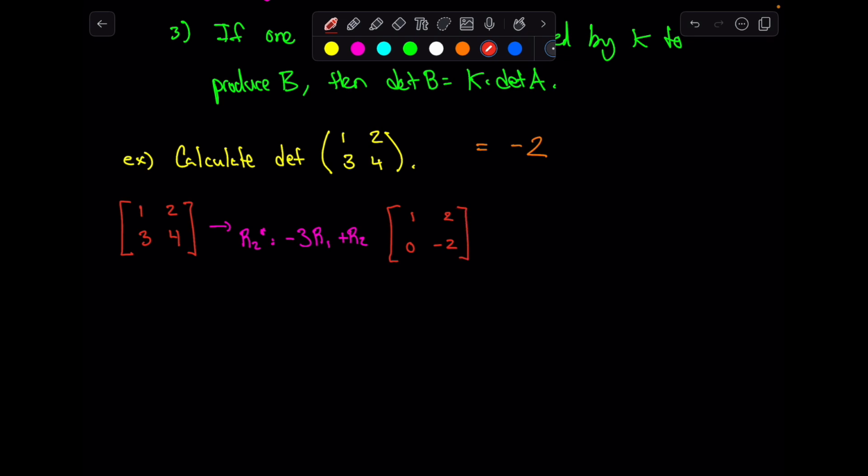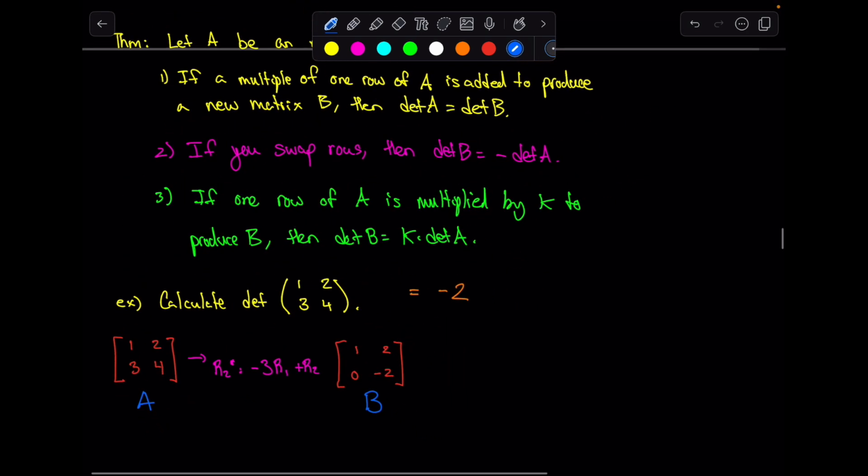Now, at this point, we can say, oh, dang, right? This was our starting matrix A. I did some operation to give me a B. We look at our set of rules, and the only thing we did is a row operation, right? We multiplied a row by something, added it to something else, and got a new matrix B. So that means the determinant of the first matrix A should equal the determinant of the second matrix. And since this is an upper triangular matrix, we can just multiply the diagonals together, and sure enough, we get -2.